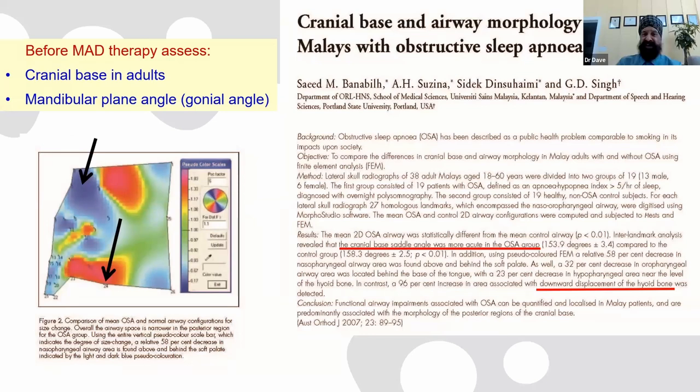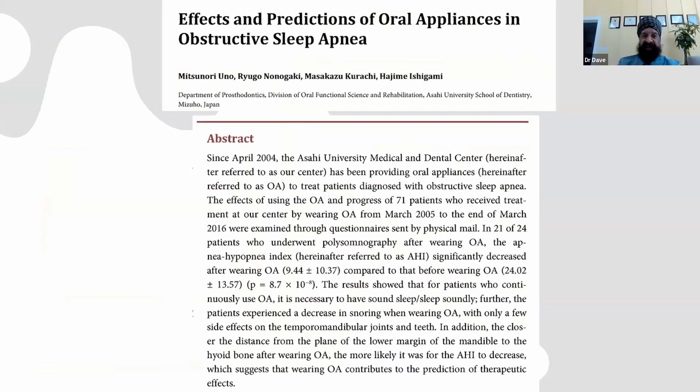So some of these cases need to be looked at carefully before we decide that we're going to use a device, and which device we're going to use. Because of that, we can use the outcomes to predict how successful our therapy might be with an oral appliance. Long story short, the closer the hyoid bone is to the lower margin of the mandible with the device in place, the more likely the patient is to have a positive response to wearing the device and a decrease in the apnea-hypopnea index.